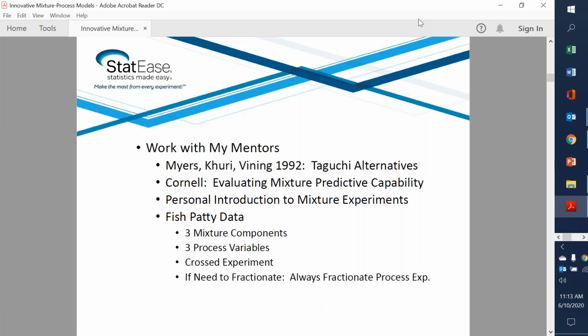I won't go into all the stories about that one. That was an interesting time. And then I did some work with John on evaluating mixture predictive capability. My dissertation under Ray was not on robust parameter design. It was actually on graphical approaches to evaluate experimental designs. And so we started translating some of that work to the mixture experiments. So I was learning mixtures from the expert.